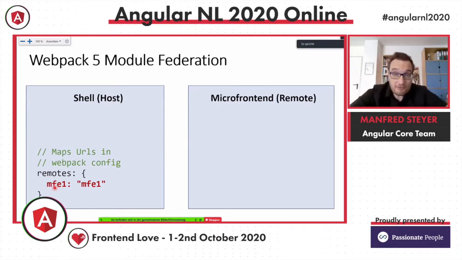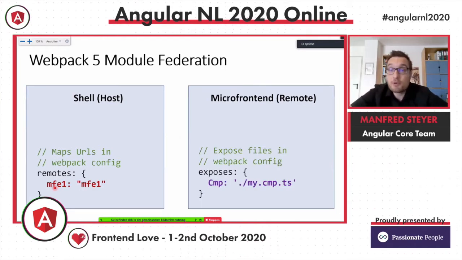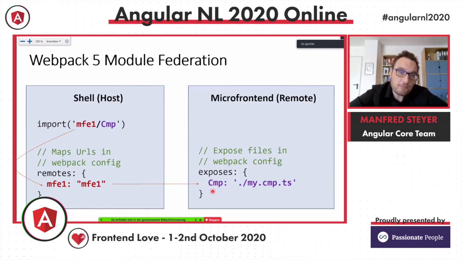So after we've mapped this path, we can use an exposes section over there within the microfrontend. This exposes section can expose parts of the application. Here I'm exposing this file, looks like an Ivy component, under the name CMP. And so when importing something from mfe1, we are pointing over there. And when I'm proceeding with CMP, I'm getting this component out of the other application that might run in standalone mode over there. So it's really dead easy, isn't it?